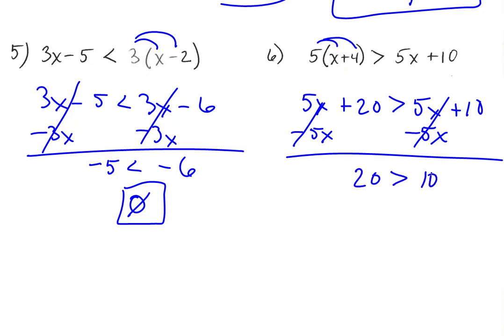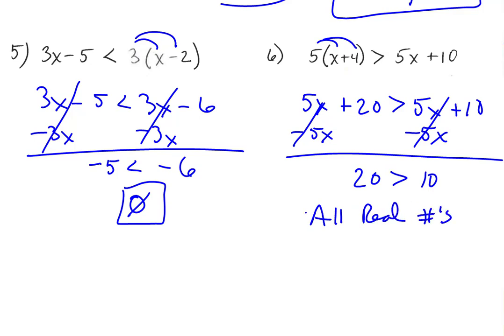In other words, the alligator this time is trying to eat the 20 on the left side, and there's a 10 on the right side. Now, the variables are gone here, but that statement that we're left with is actually true. 20 is greater than 10, and so this would be a case of all real numbers.